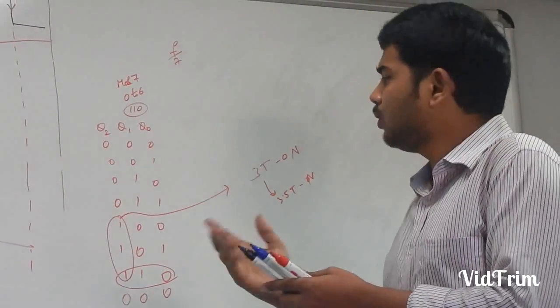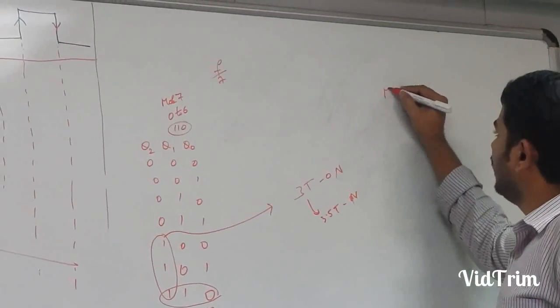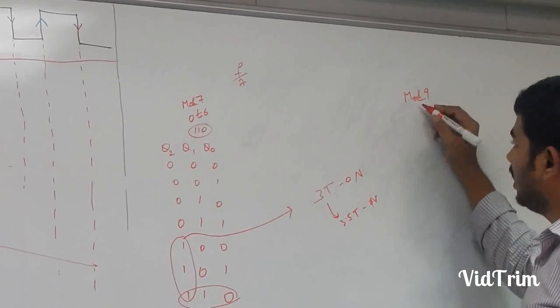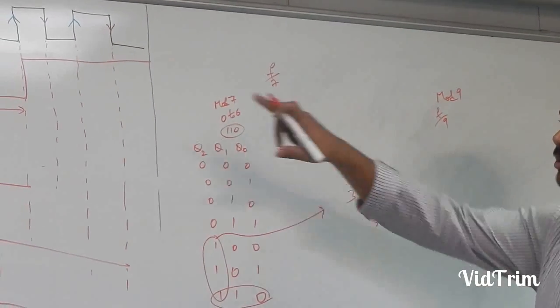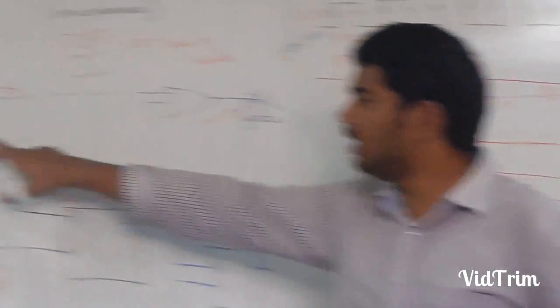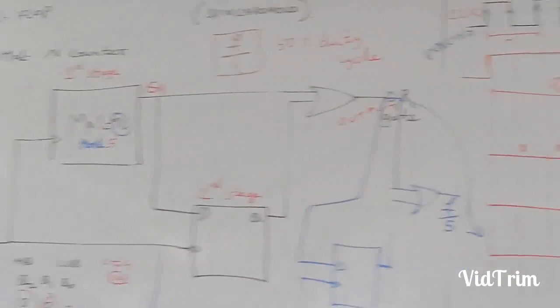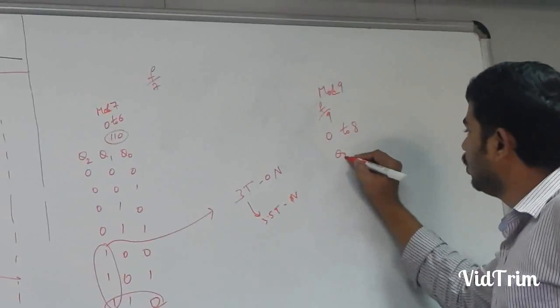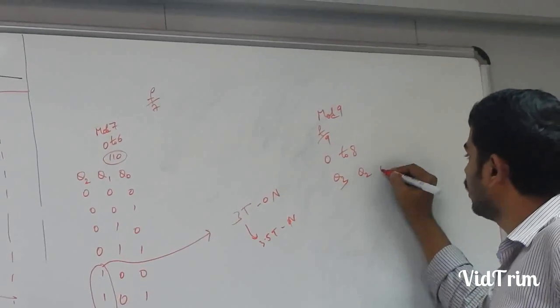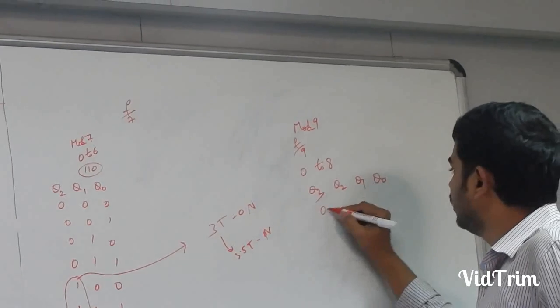Similarly, I'll take one more if you want. So let us take mod 9, I mean f by 9. So I'll replace this circuit with a mod 9 counter. So mod 9 will count from 0 to 8. So Q3, Q2, Q1 and Q0: 0, 0, 0.